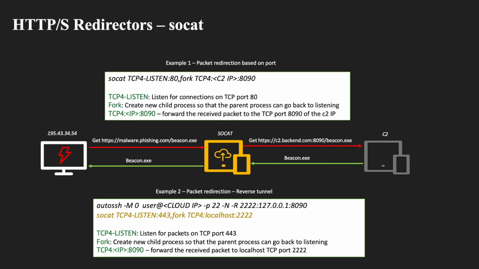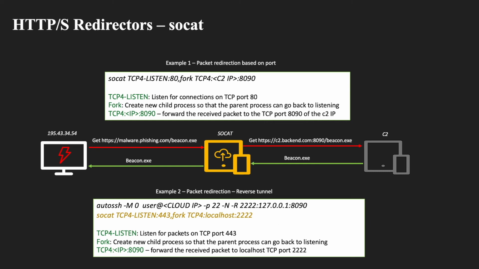The first example is a very easy one where we just accept connections on port 80 on our cloud redirector. So we just say listen for any type of traffic coming on port 80, and when you see that type of traffic, send it over to our backend IP on whatever port we specify. In the first example, we listen on port 80 and send it to our backend IP on port 8090. And the communication works like that.